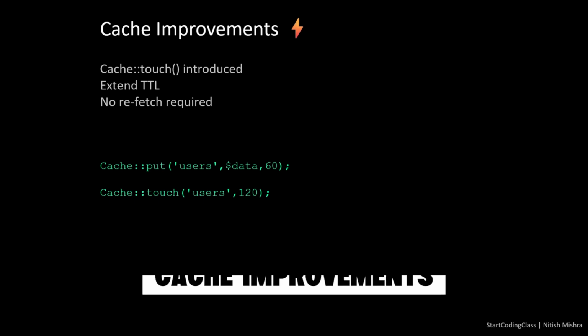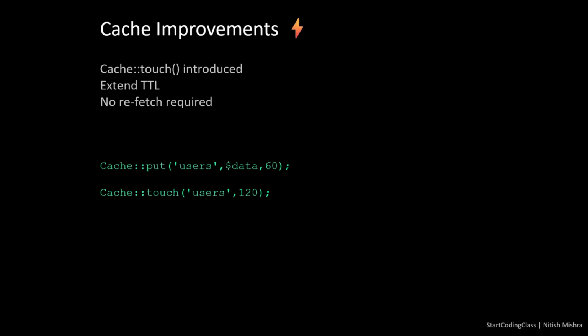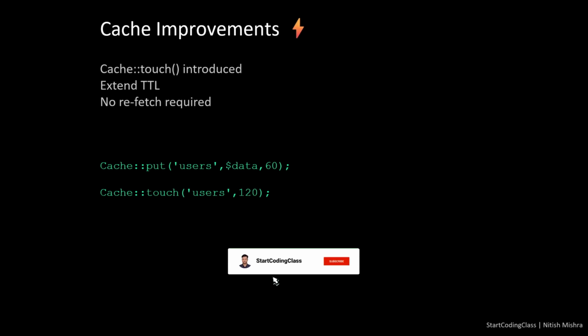Next is the cache improvement. Laravel 13 introduced a powerful performance feature like cache touch. Previously we were using cache put. Cache put is used to store data, and touch is mainly used to extend the cache TTL. TTL means time to live. So this touch extends the cache TTL, with no need to reload data. This touch is used to reduce database calls, memory usage, and API response time.